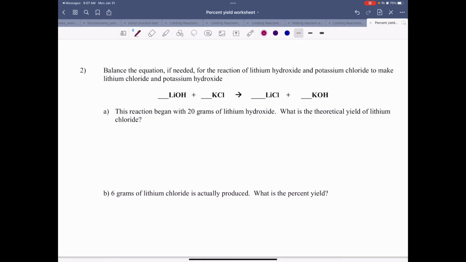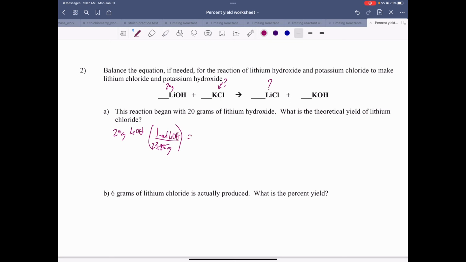So it starts off with 20 grams of this stuff, and we're asking what's the theoretical yield, like how much should you get out of this? It doesn't give us the amount of the other reactant we have, so we have to assume that lithium hydroxide is going to be our limiting reactant. That's the only information we have to go with. So here we go. 20 grams of LiOH, let's convert that to moles. Lithium is 6.94 plus oxygen is 16 plus 1.01, which is the hydrogen. I got 23.95. 23.95 grams will get you 1 mole of that stuff.